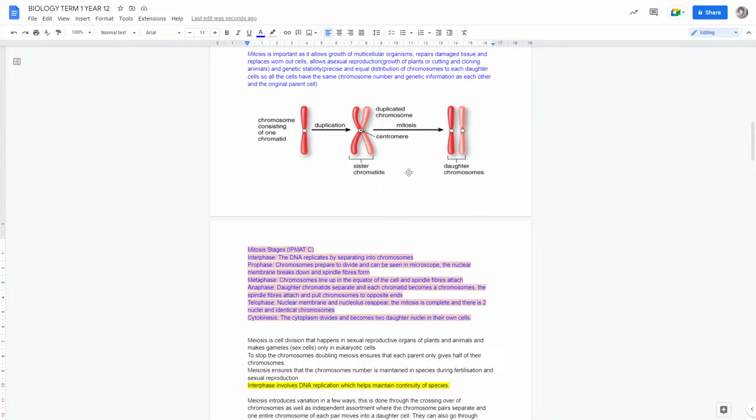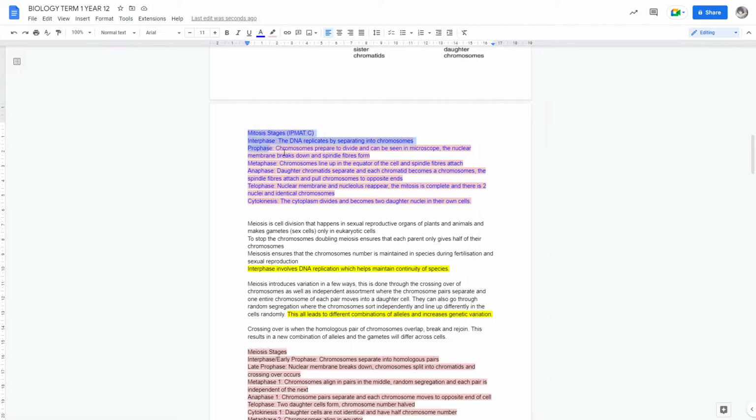Now this is pretty much what mitosis is. We'll be looking through the stages of mitosis. Interphase is what's going on 90% of the time. The DNA and such. Now, how does this work? In interphase, DNA replicates by separating into chromosomes.